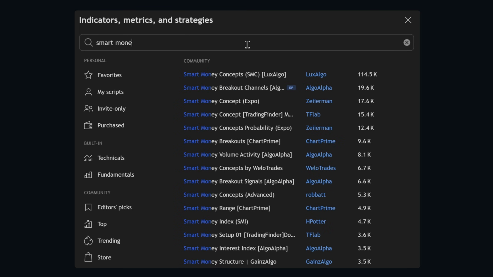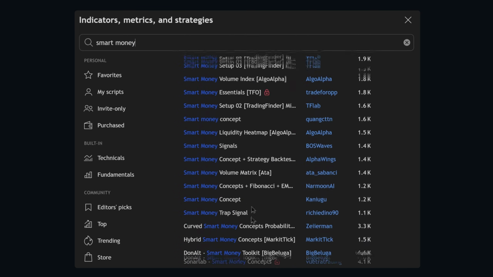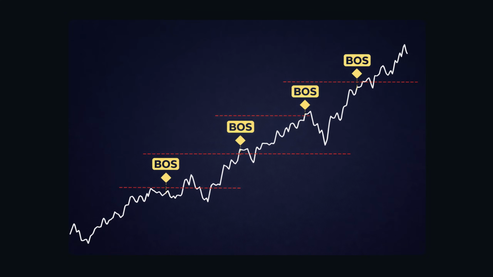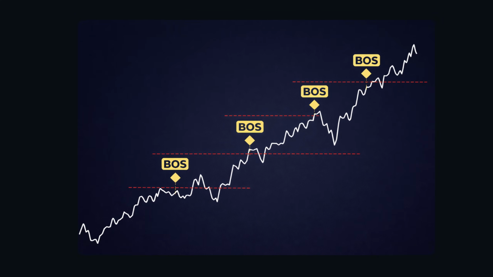Most smart money indicators only draw lines on your chart and leave you guessing what to do next. They show break of structure everywhere, but they never tell you which ones actually matter. The result is overtrading and frustration.